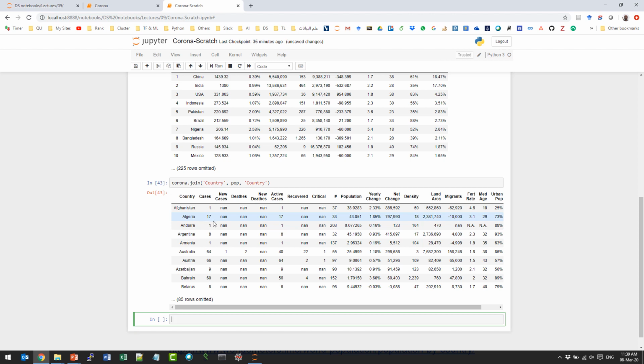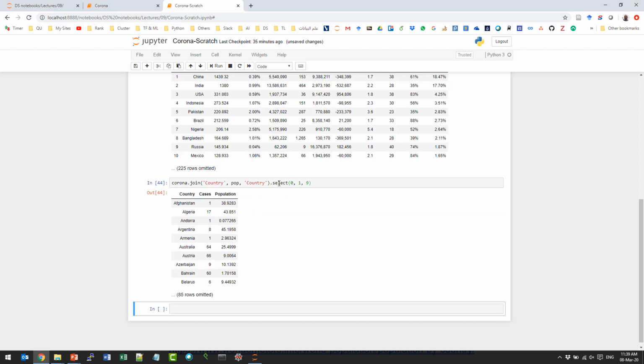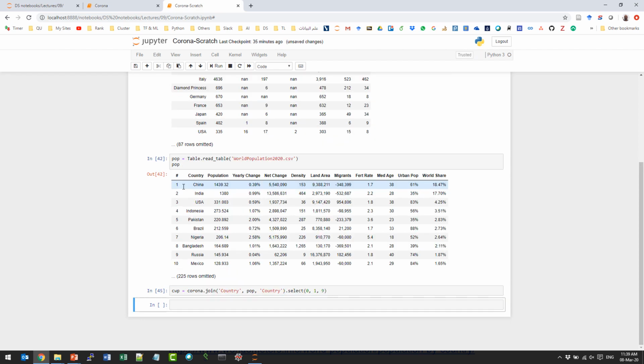So 0, 1, 2, 3, 4, 5, 6, 7, 8, 9. So we can select 0, we said 0, 1, and 9. Yes, so that's what we want, right? So this is exactly what we want. Let's call that corona with population, CWP. Okay, now we have the table that has the country, population, and cases.